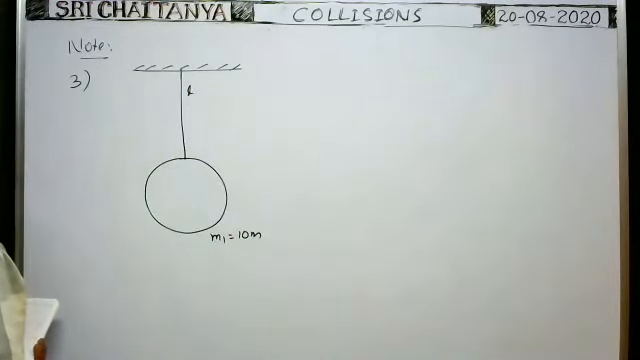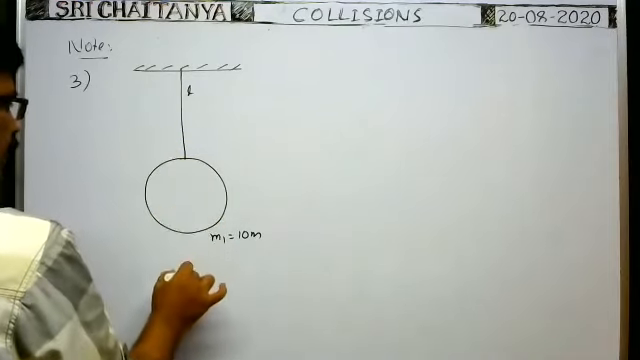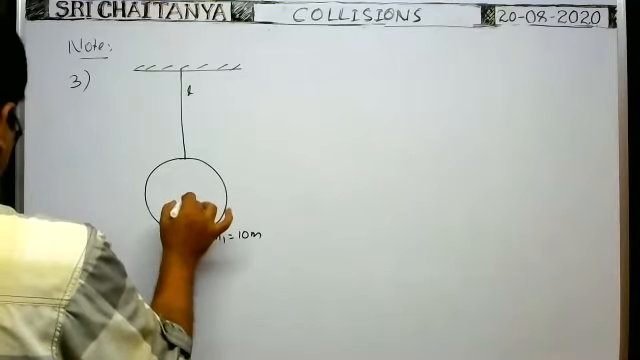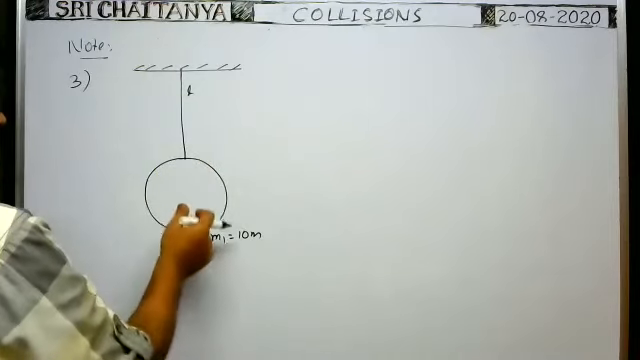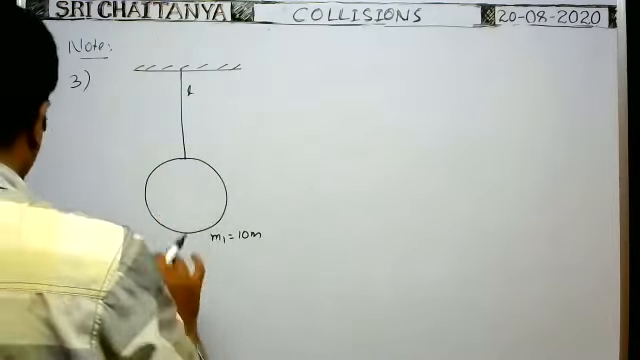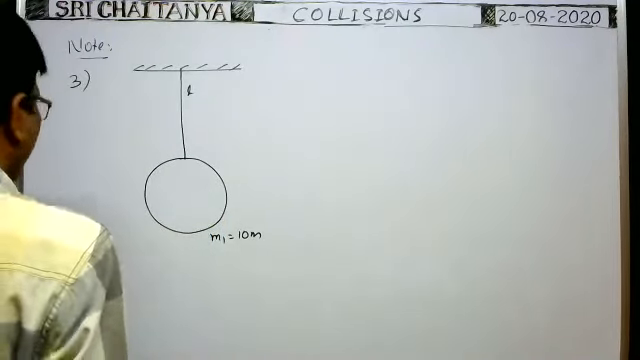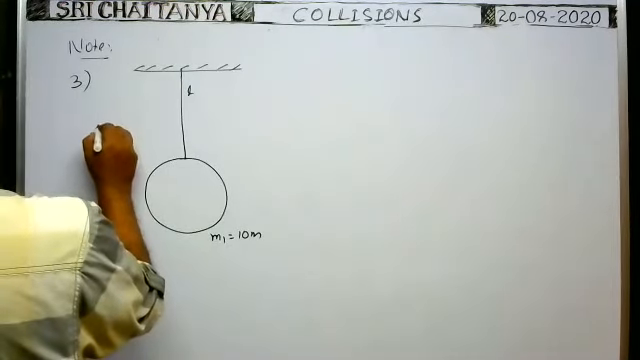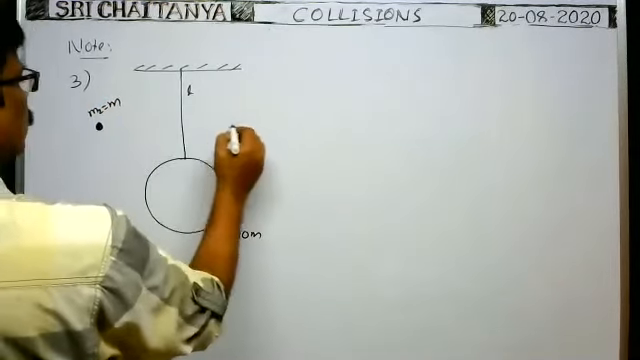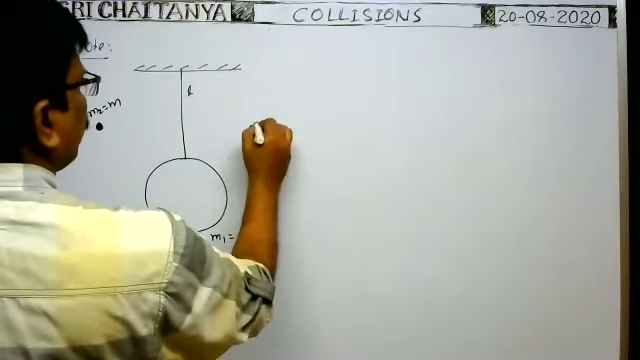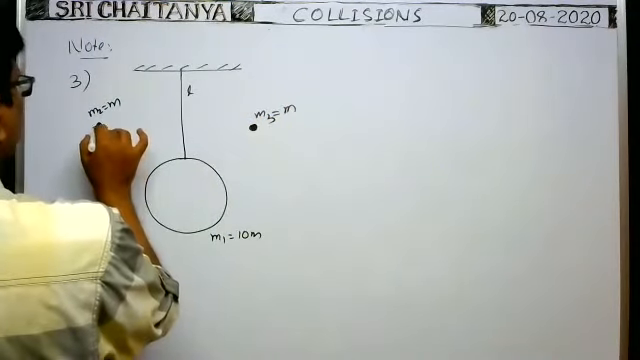When the bob is at rest in equilibrium position, it is under equilibrium because the weight mg acts in the downward direction, whereas the tension in the string acts in the upward direction along the vertical. As both are equal, it is under equilibrium. At that time, two particles each of mass m strike it as shown. So m2 is equal to m, m3 is also equal to m.